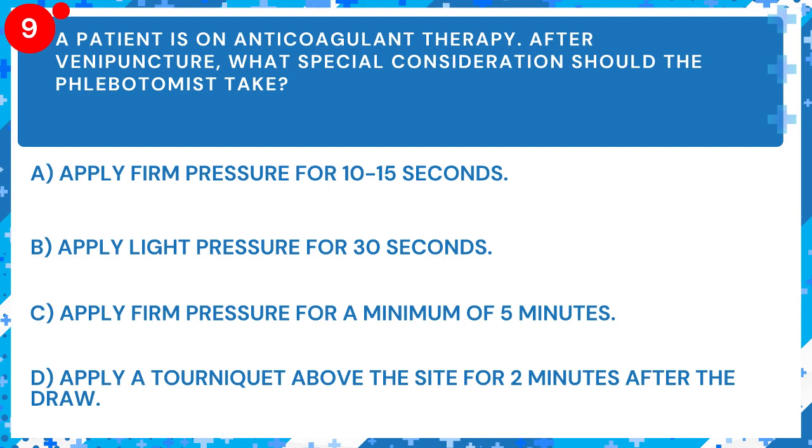Question 9. A patient is on anticoagulant therapy. After venipuncture, what special consideration should the phlebotomist take? A. Apply firm pressure for 10 to 15 seconds. B. Apply light pressure for 30 seconds. C. Apply firm pressure for a minimum of 5 minutes. D. Apply a tourniquet above the site for 2 minutes after the draw.